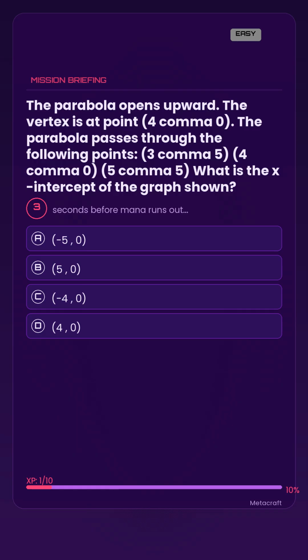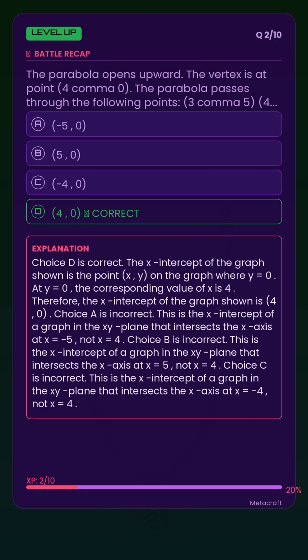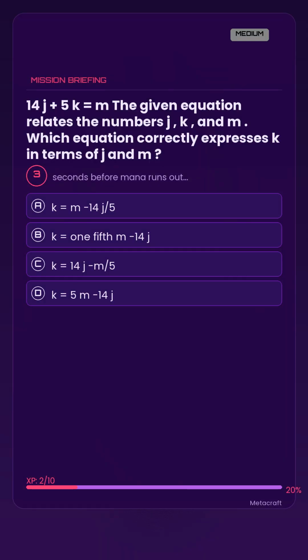Option A, (-5, 0). Option B, (5, 0). Option C, (-4, 0). Option D, (4, 0). The correct answer is D. 14j plus 5k equals m. The given equation relates the numbers j, k, and m. Which equation correctly expresses k in terms of j and m?